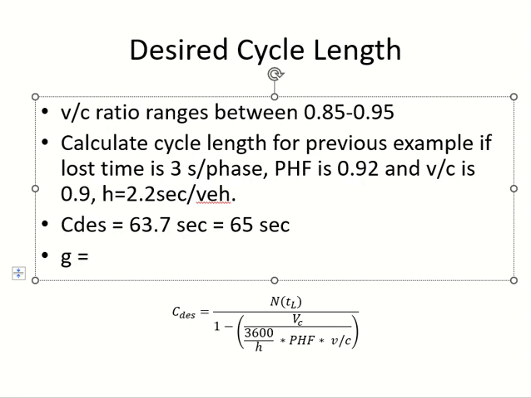Total green time will be the cycle length after rounding up minus the lost time. Every phase has a lost time of 3. And how many phases do we have? 4. Okay, so 3 into 4. How much?